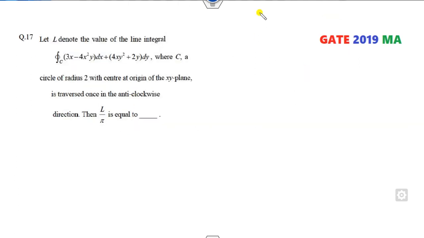Okay, look at this another question. This is a question related to the line integral. A circle of radius 2. This is my circle of radius 2, center at the origin. Then it is anti-clockwise. So this is the curve there. Okay, that's very simple.